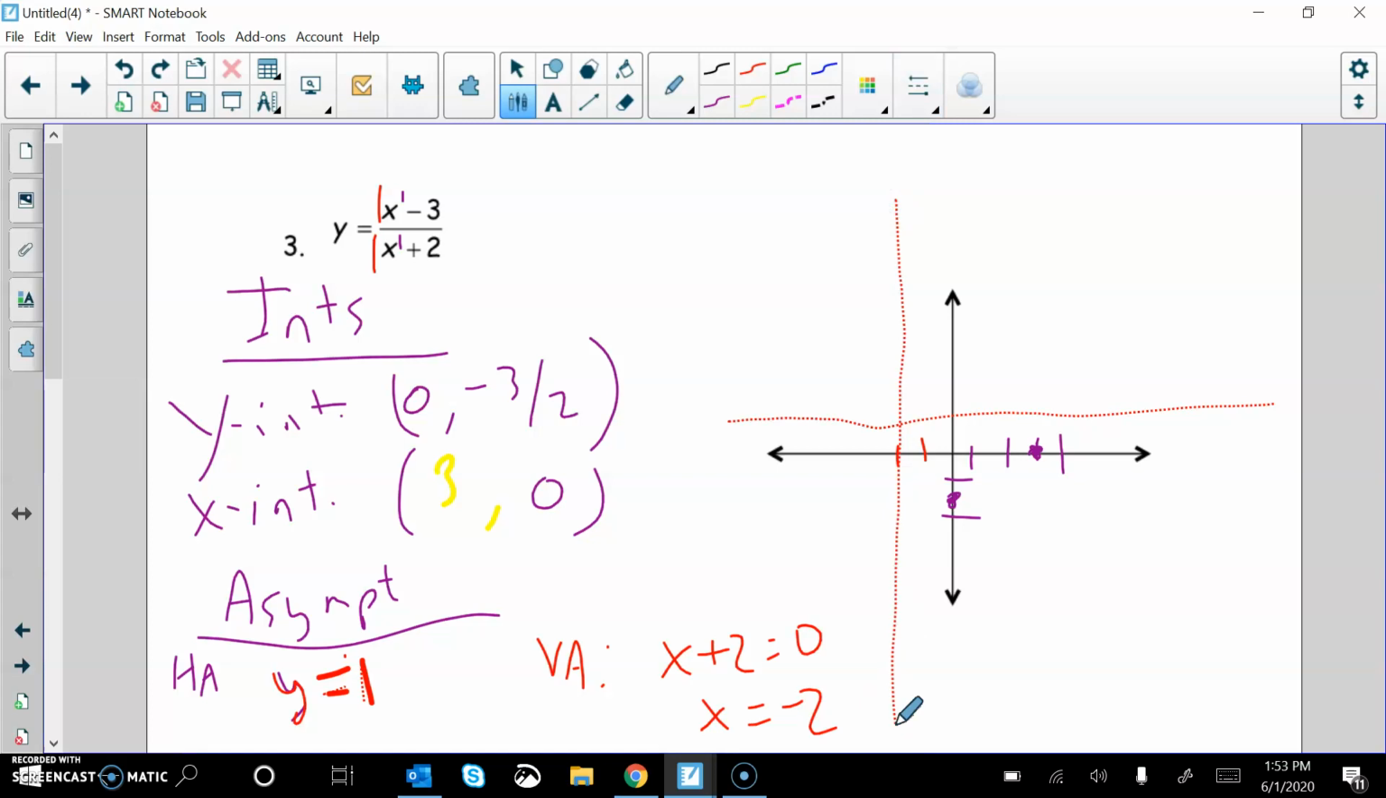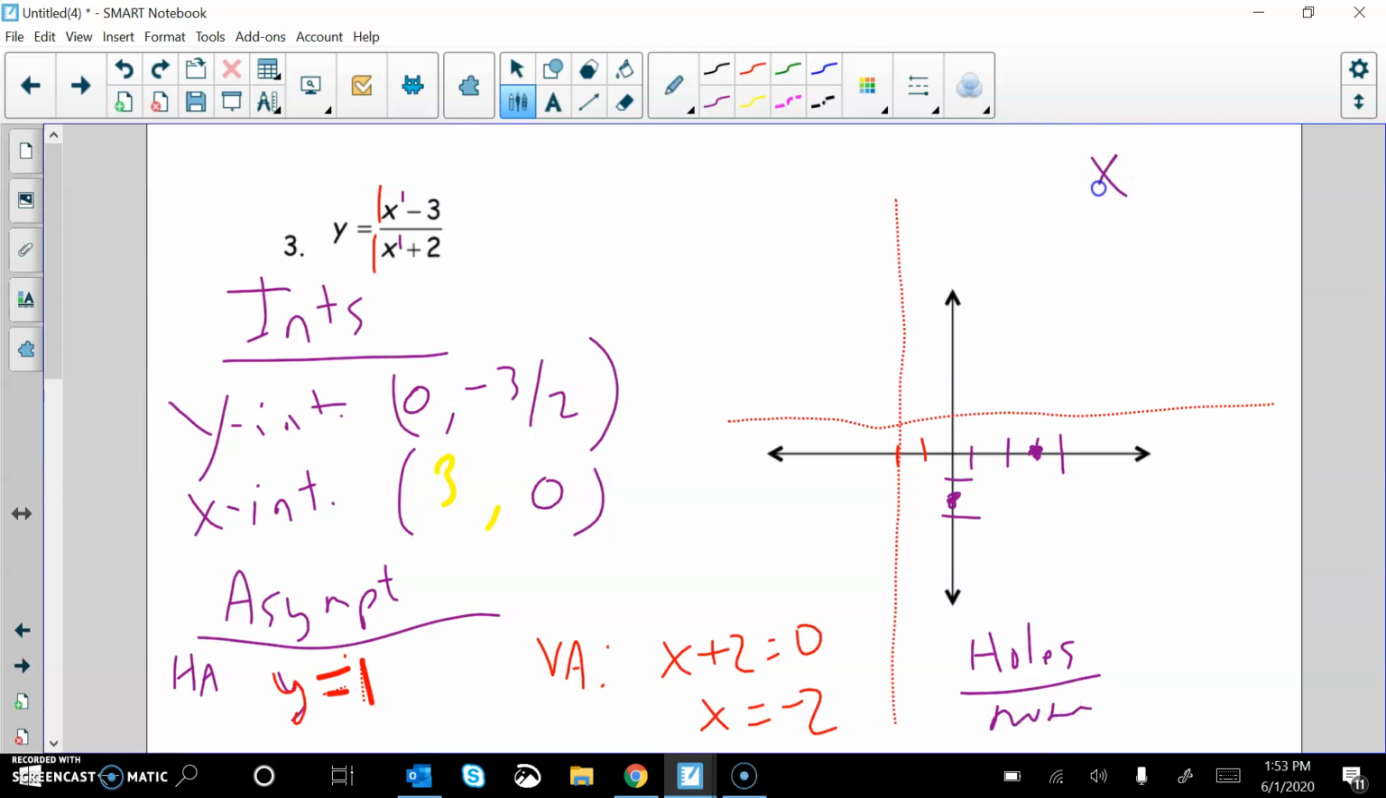There's no holes in the graph. Again, if x plus 2 was a factor up top and it canceled, then when x is negative 2, it'd be a hole in the graph. You'd have to plug in and find the y coordinate, so a few more steps there. But there are no holes in the graph in this case. And again, there won't be any on this assignment.